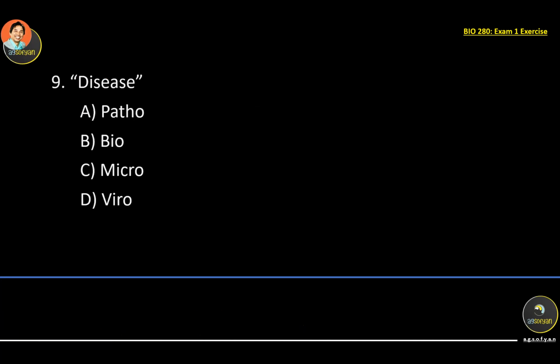Disease, which one refers to disease? A, B, C, or D? Of course, bio is not, because bio means life, micro, small. Viro, this is viral or virus, and it should be this one, patho. Okay? Patho means disease.